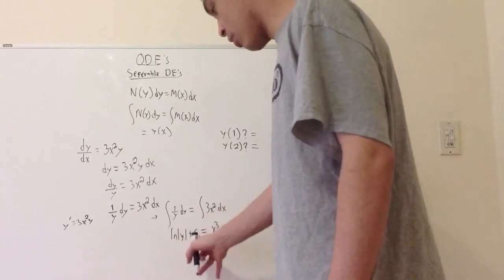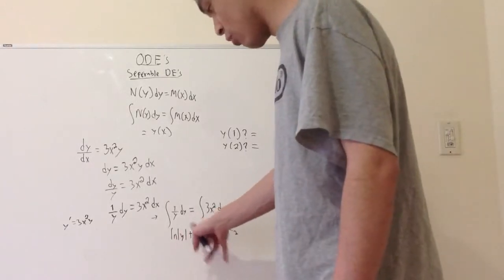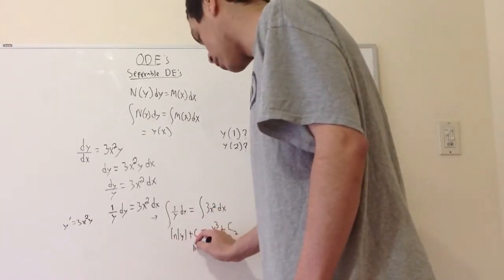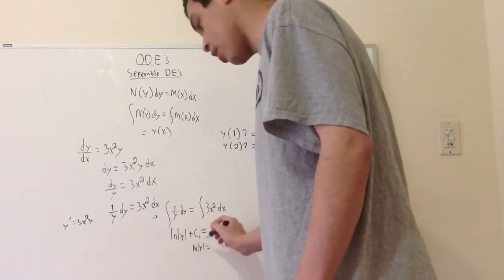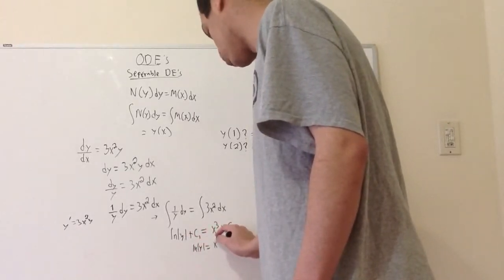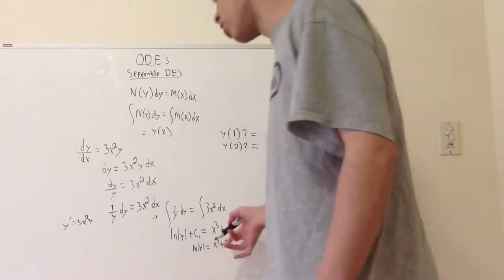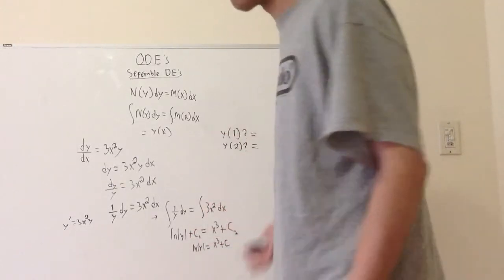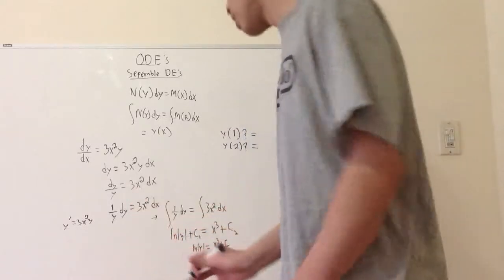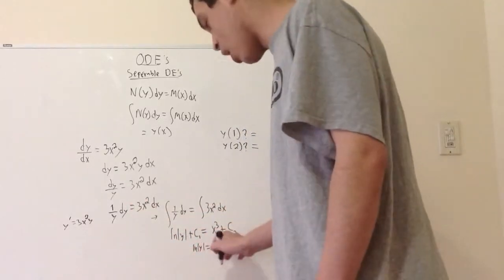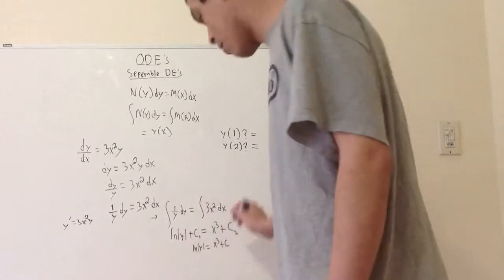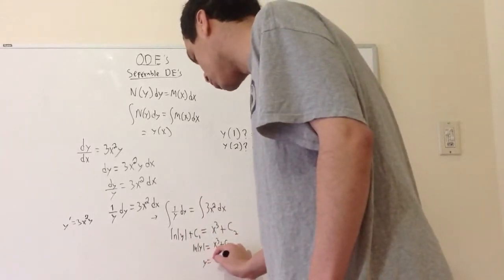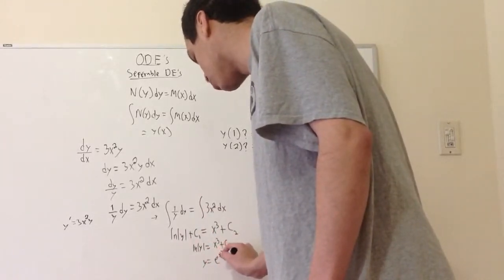Anyway, we can even just get rid of this, and so we can just have ln of the absolute value of y equals x cubed plus some constant c. Again, this constant doesn't really matter. Technically, you can just subtract this and bring it over here. It's an arbitrary constant. So anyways, to get rid of this natural log of y, we have to exponentiate both sides. So we basically have y equals e to the x cubed plus c.